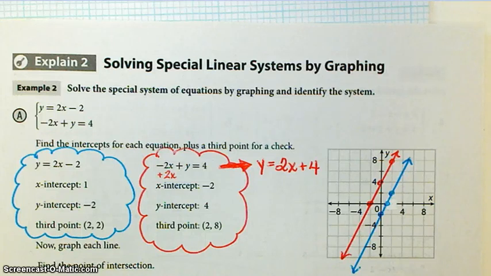All right, this is part 2 for Module 9, Lesson 1. I'm on page 407, and I'm looking at example 2. It says to solve the special system of equations by graphing and identify the system.